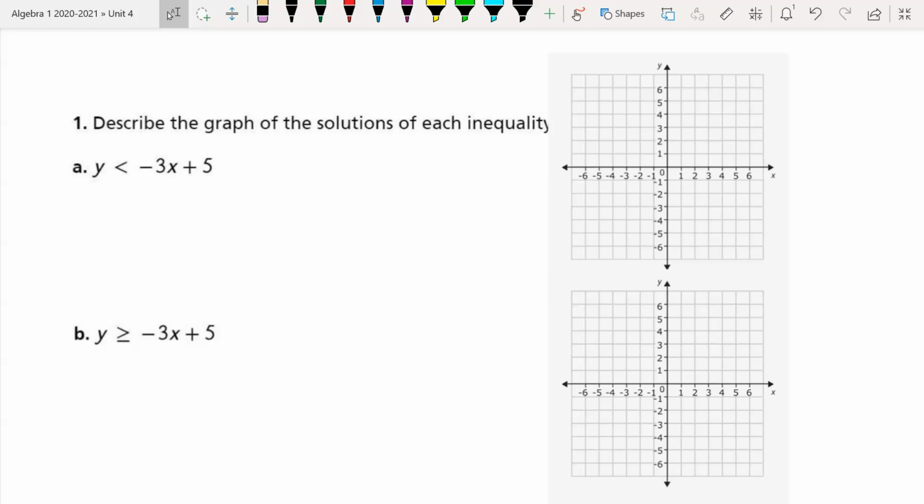So now I have two more. Again, I would encourage you to pause and try this. I'm going to go ahead and graph this one. It's an open circle graph, aka dashed line, because it's just less than. I'm going to start at +5 and go down 3, right 1. Down 3, right 1. Down 3, right 1.